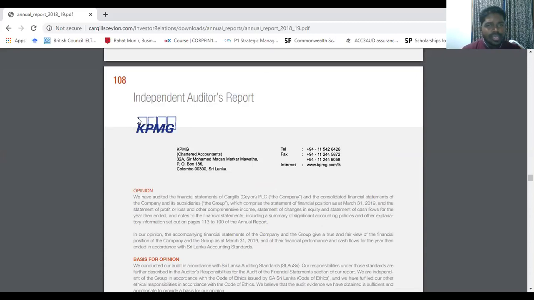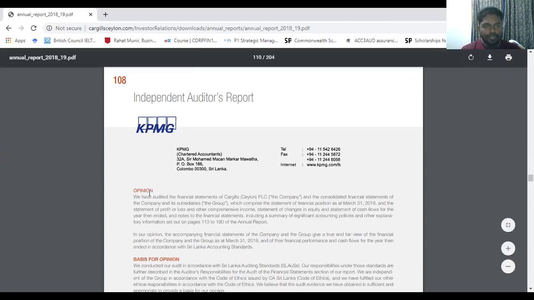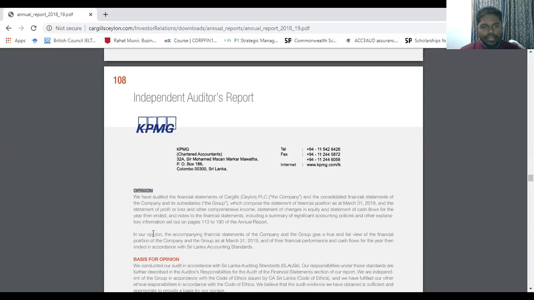Here you can see the name of the audit firm. As I told you earlier, it's KPMG. This is the address. This is a very popular international audit firm. Here you can see a number of things: their opinion, the conclusion. You can read here. This is the way they give the opinion. So that's why companies are spending a huge amount of money as audit fees each and every year.